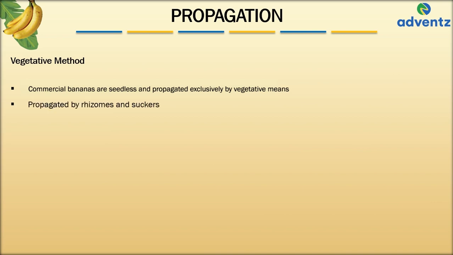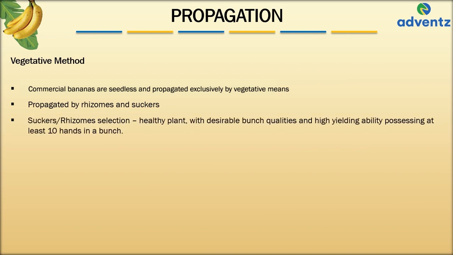Since banana is highly unstable in genetic constitution, the suckers of rhizomes should be selected from plants which are healthy, having all the desirable bunch qualities and high yielding abilities, possessing at least 10 hands a bunch.